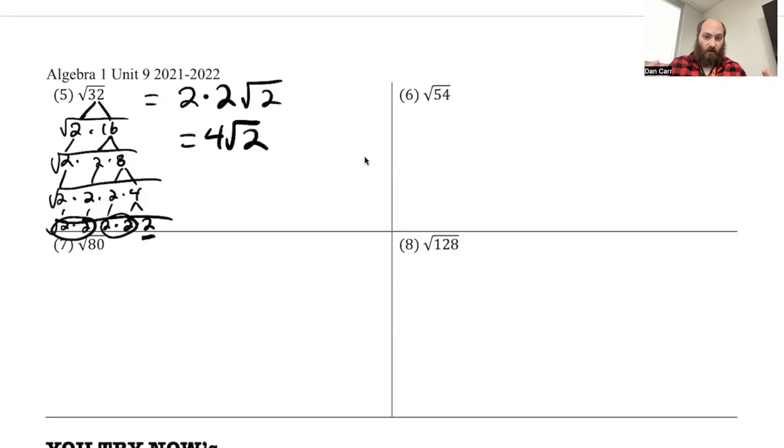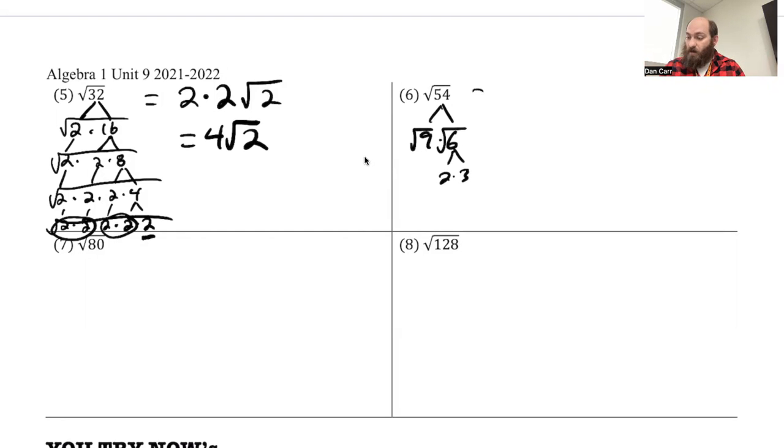The other, again, I'll do the other strategy again. I'm looking for the highest possible perfect squares. Well, I know that 54 is divisible by 9. So it's 9 times 6. 9 is a perfect square. 6 is not. And if I try to break 6 down even further, that's 2 times 3. Neither one of those are perfect squares either.